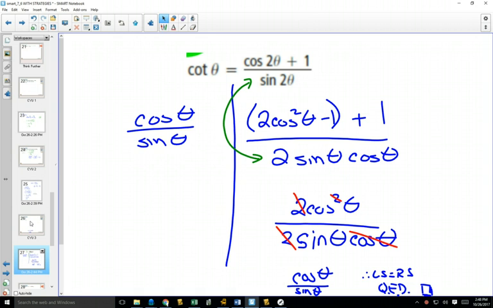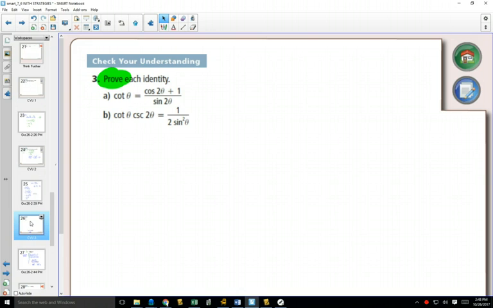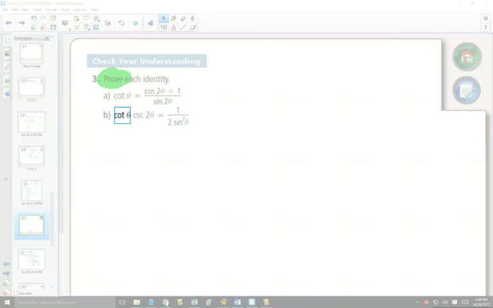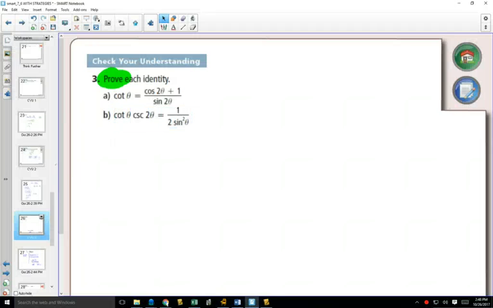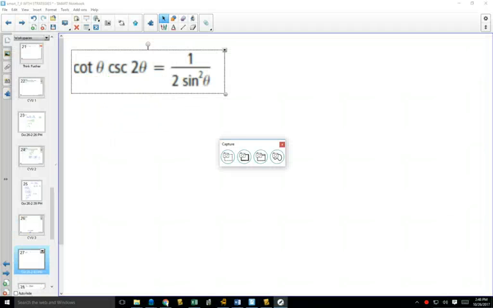I want you to prove the second one. Okay? So here's your second one. And just like cosecant theta is 1 over sine theta, so cosecant 2 theta is 1 over sine 2 theta. Perfect.